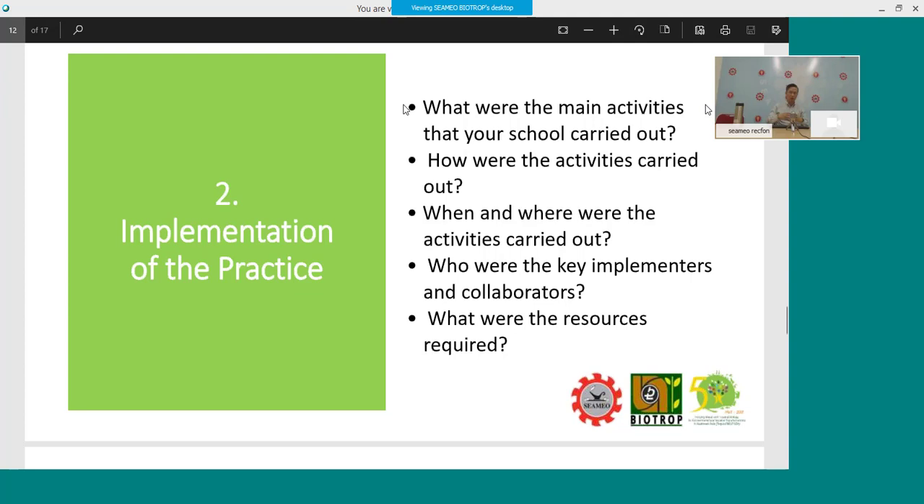required? Okay, I go back to my first example of some students not being active in school. So what were the main activities that you carried out? Like I said, maybe you carried out an urban agriculture activity, or for example, maybe composting. The activity is composting. How were the activities carried out? Maybe you say, we introduced composting so the students can be involved.